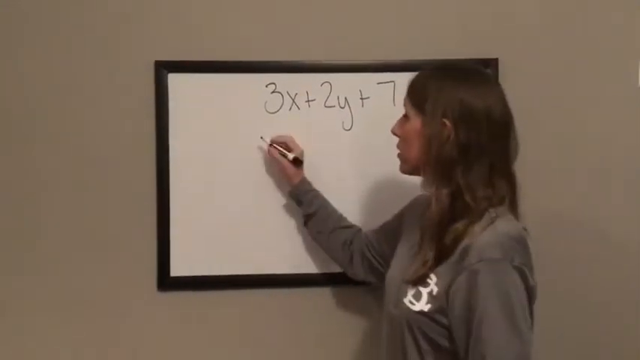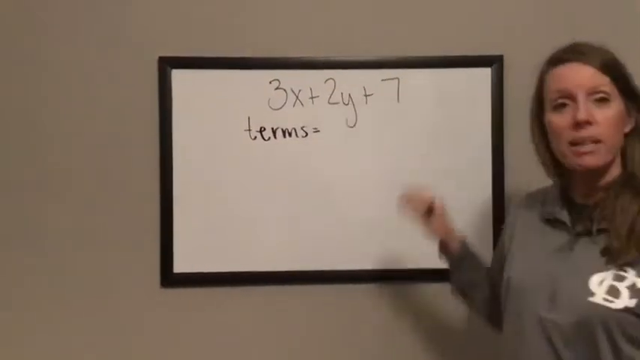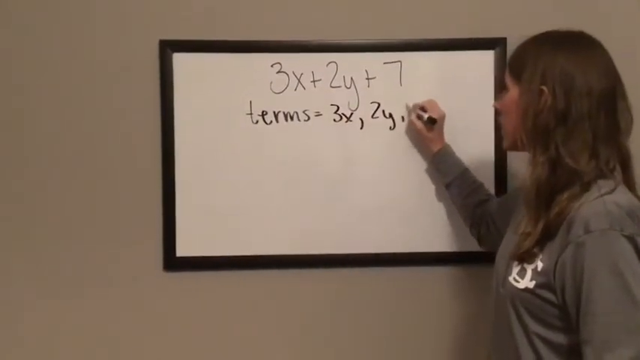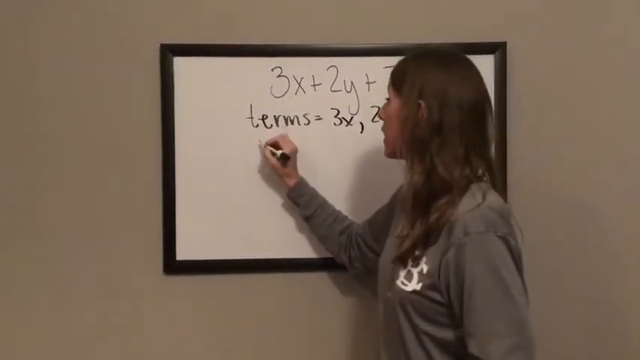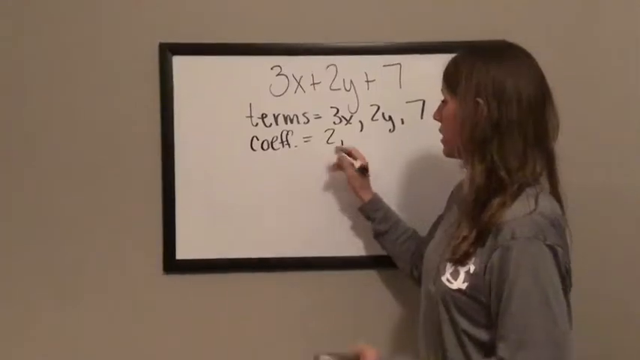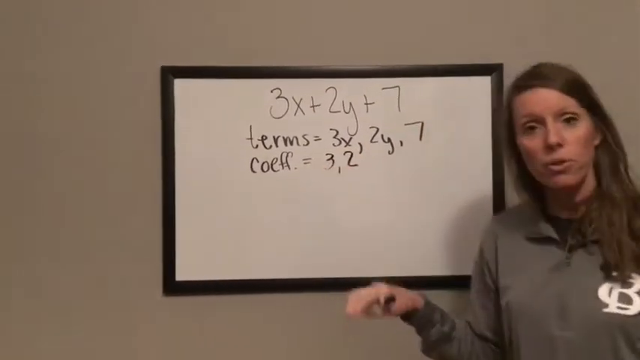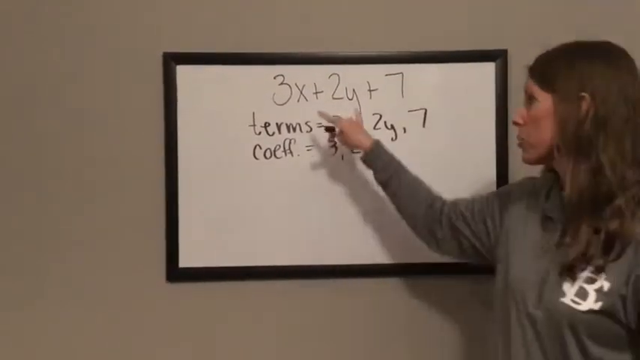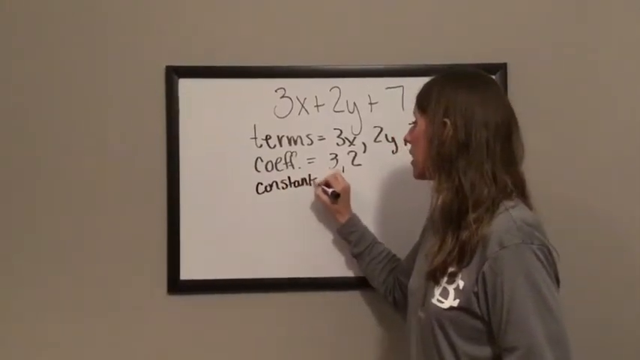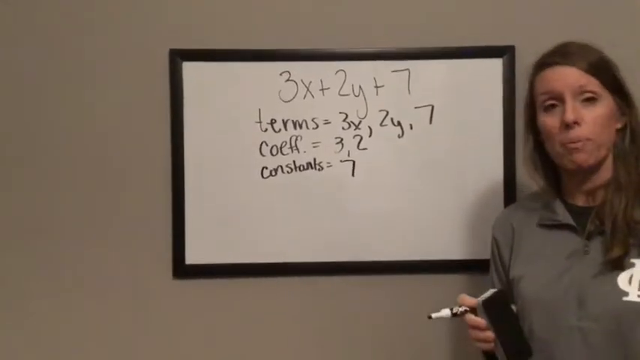All right, so we learned the terms are the little groups separated by the plus or the minus. So in this case, it'd be 3x, comma, 2y, comma, 7. The coefficients are 3, comma, 2. Remember, those are the numbers that are multiplied by the variables, or the ones that are next to the variables. And the constants are the numbers that are all by themselves, so 7 in this case. So hopefully you guys remember that.